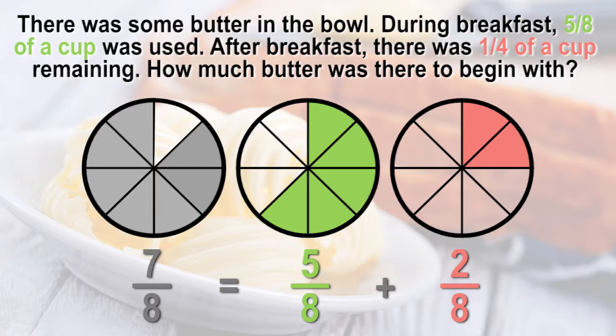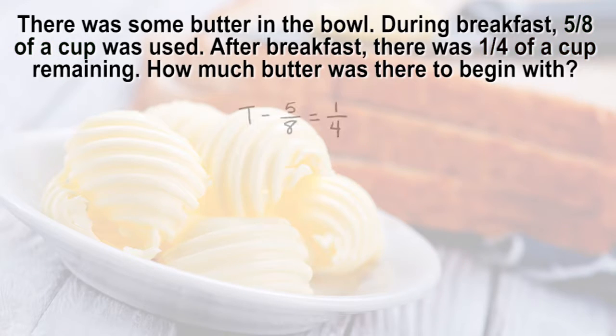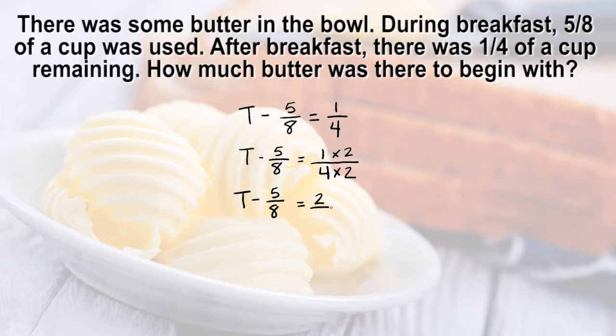Let's solve the same problem numerically. The denominators are related. 8 is 2 times 4. 1/4 can be changed into a common denominator of eighths by multiplying by 2. The equivalent fraction to 1/4 is 2/8. T subtract 5/8 equals 2/8. In order to solve, add the difference to the subtrahend. 2/8 plus 5/8 equals T. T equals 7/8 cup of butter.